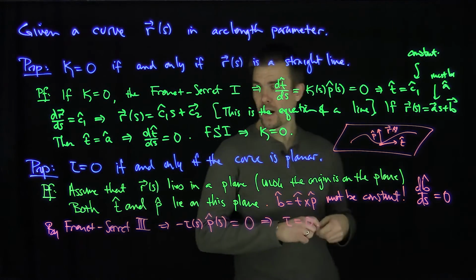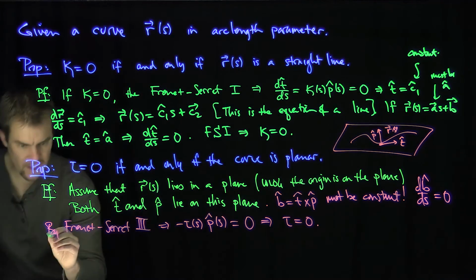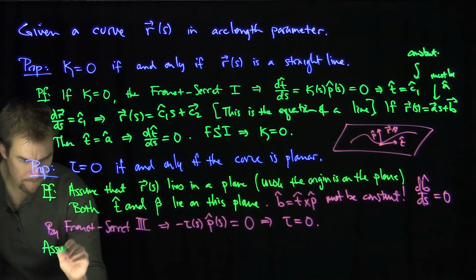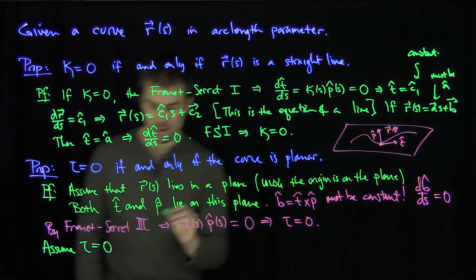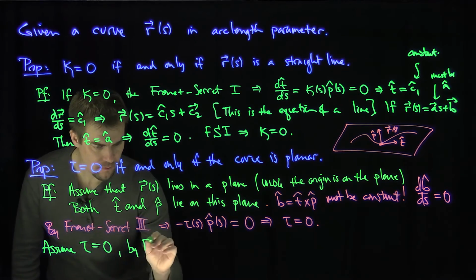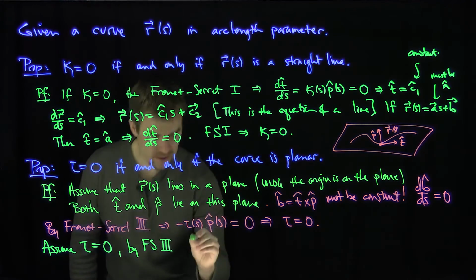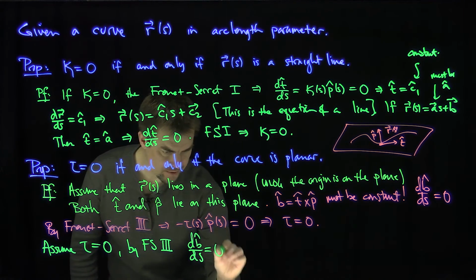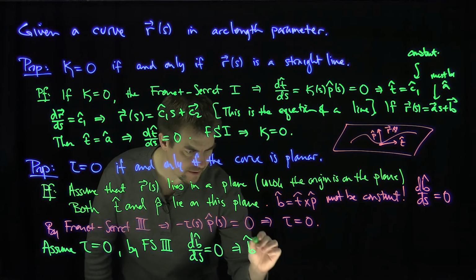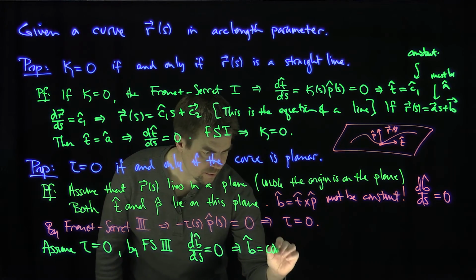Conversely, let's suppose that the torsion is equal to 0. Suppose now, assume the torsion is equal to 0. Okay? Then by Frenet-Serret 3, that says that dB/ds is equal to 0. So B hat is a constant vector. I'll just put constant over here.